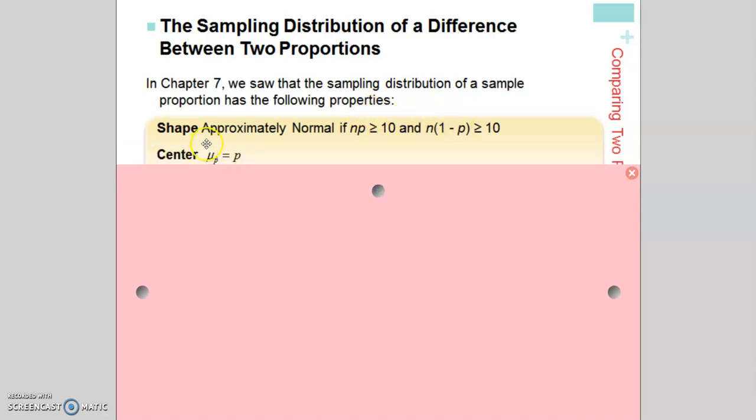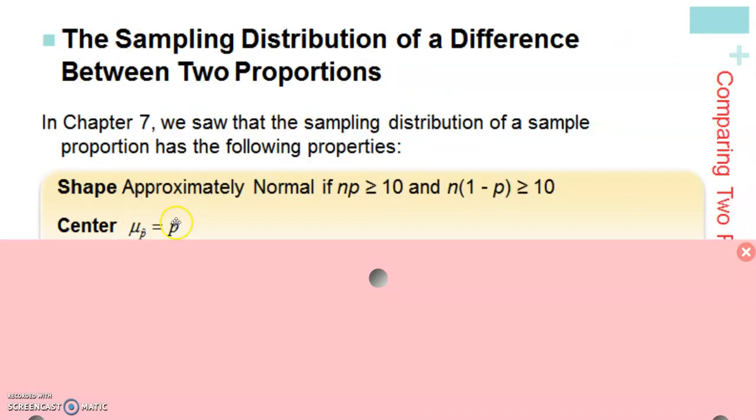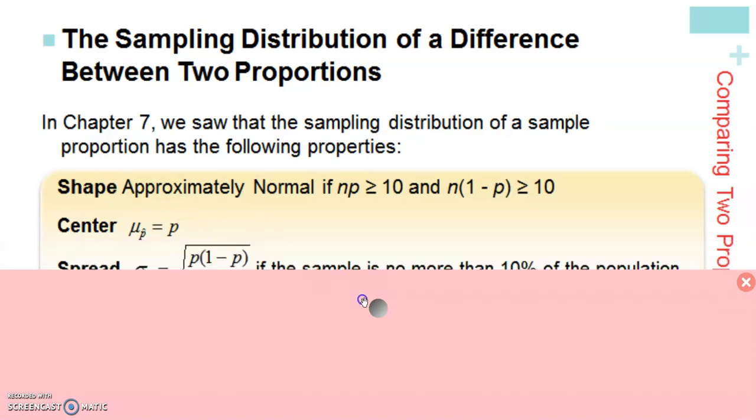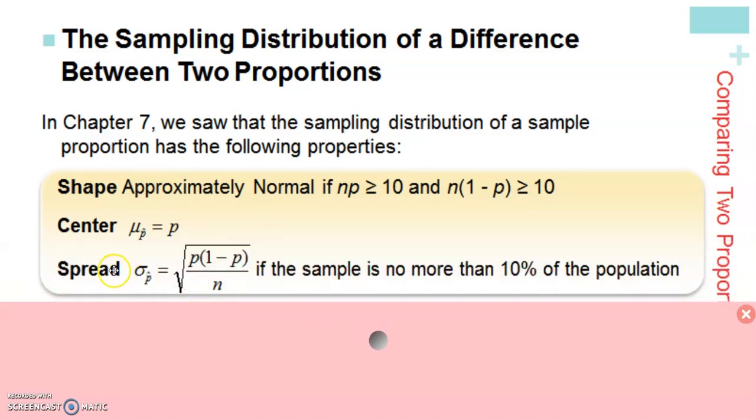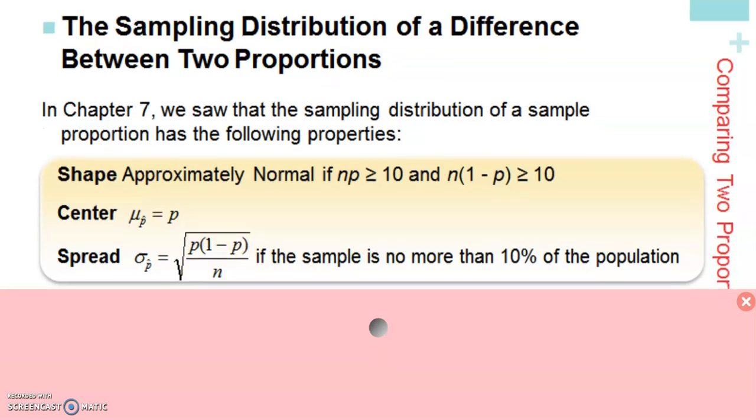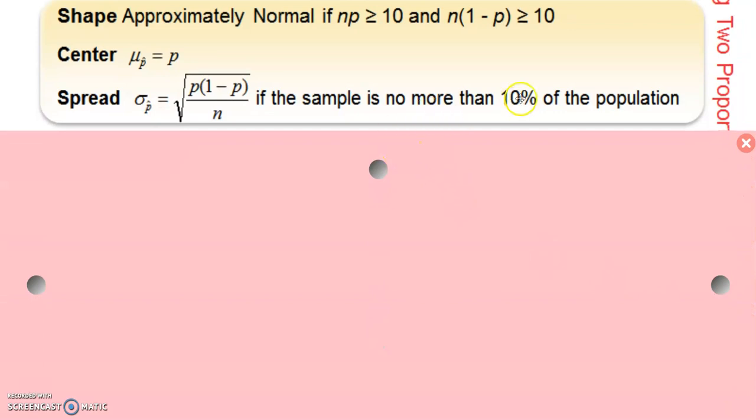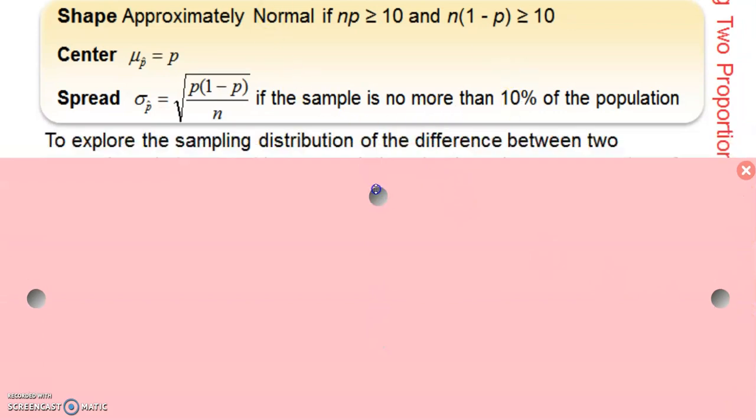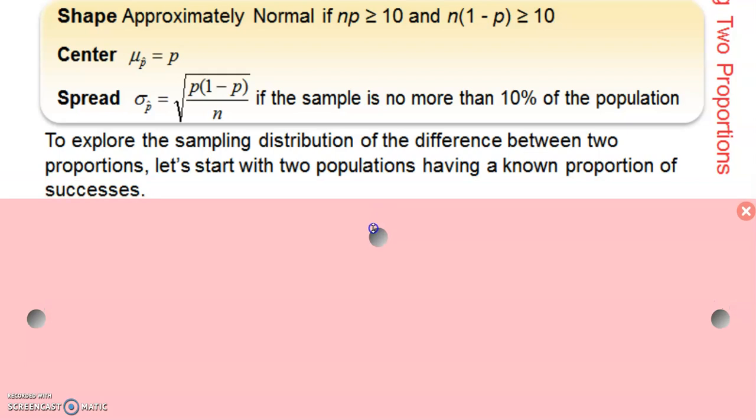We said that the sampling distribution of p hat is centered at the true parameter p, and that the spread is going to be equal to the square root of p times 1 minus p over n if the sample is no more than 10% of the population. We're going to use those facts today, but we're going to look at what happens to a sampling distribution that is the difference of two proportions. So this would be just if you had a sampling distribution of one proportion.